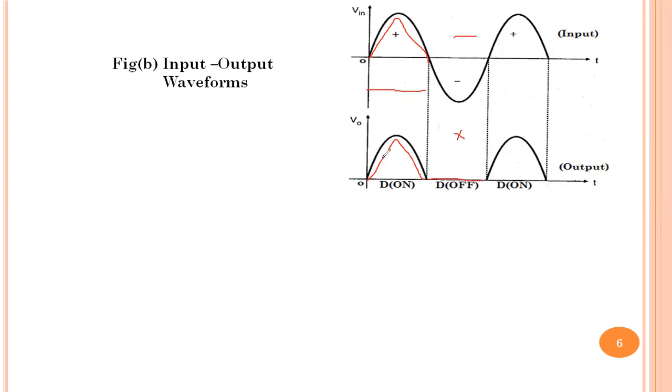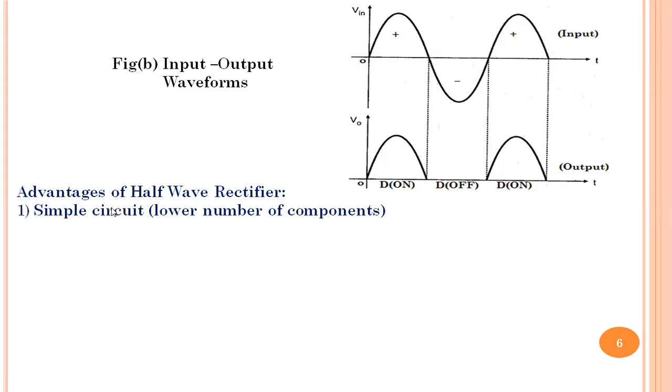Thus only the positive cycle is produced at the output, only half a cycle is brought to the output. So out of the complete cycle over this time period, only half a cycle is brought to the output. Therefore this circuit is called a half wave rectifier circuit. Let us list out some important advantages of this circuit over the next coming. If you observe as per the discussion, the circuit is very simple and small in size because it contains only one diode and a transformer.